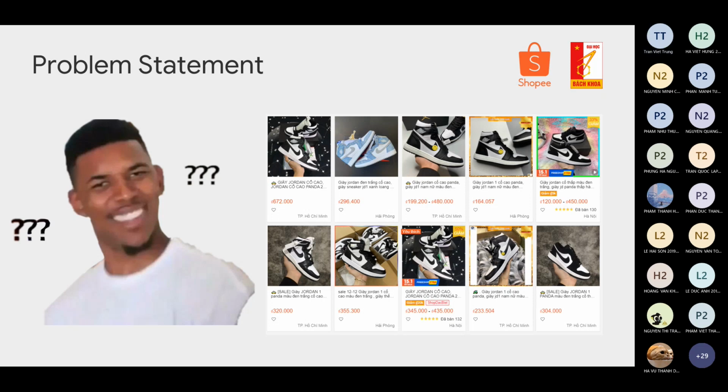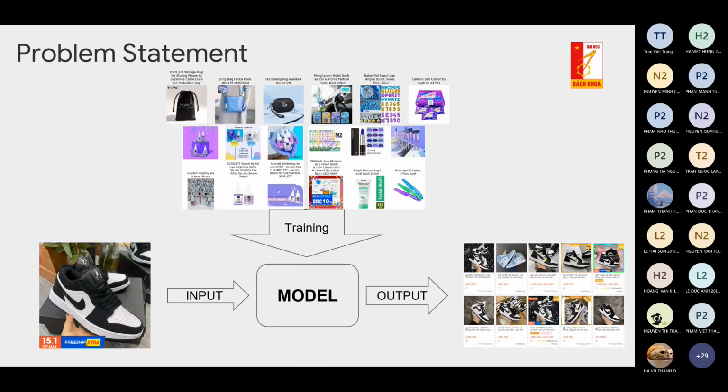So the task of classifying a product from its image comes in quite handy, and may be used for various purposes. So we will take a try at this problem.